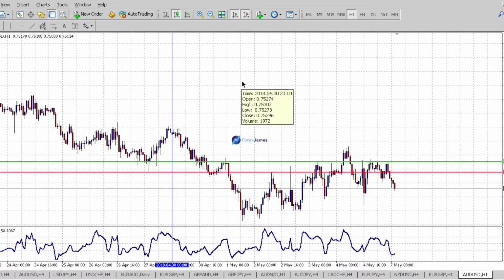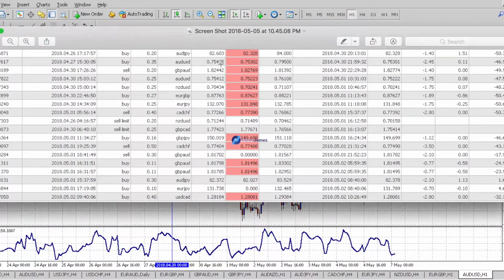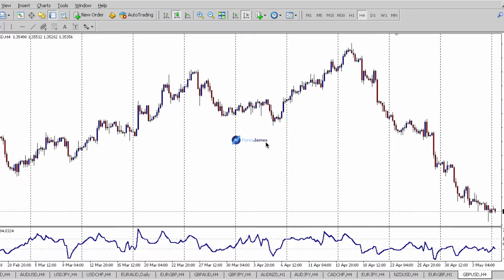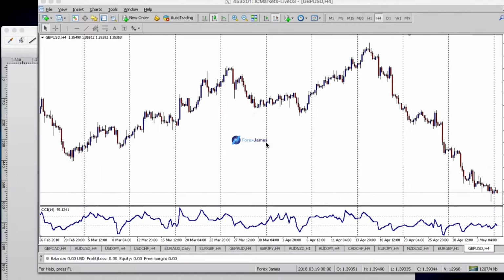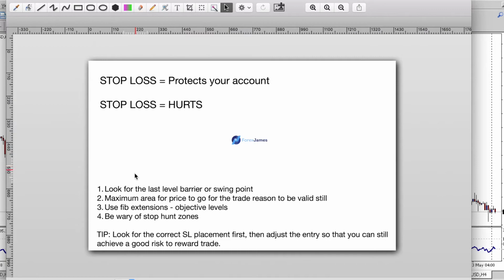In this video I wanted to talk about the correct placement of stop losses. I have some tips for you on where to place your stop loss correctly. We'll start with number 1: look for the last level barrier or swing point. Let me explain what I mean.